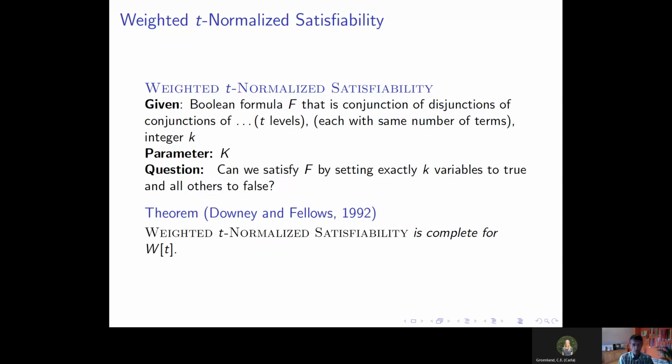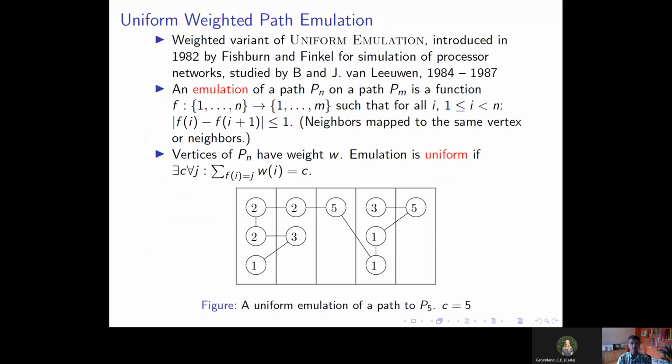In 1992, Downey and Fellows showed that this problem, weighted t-normalized satisfiability, is complete for the class W[t]. And this is the starting point of our reductions. We go from this problem to uniform weighted path emulation, which is a weighted variant of a problem called uniform emulation, which was introduced in 1982 by Fishburn and Finkel for the simulation of processor networks. And later it was studied by me in my PhD thesis, supervised by Jan van Leeuwen.